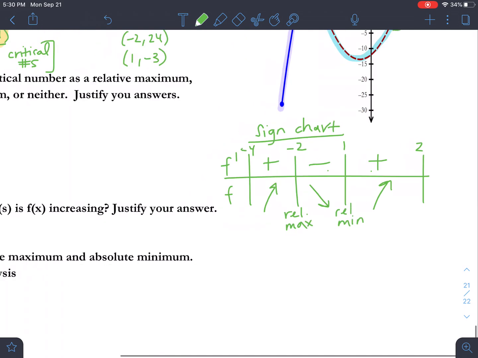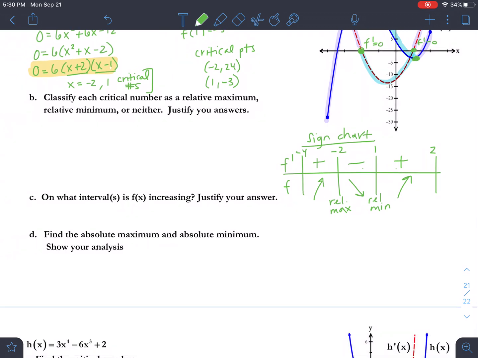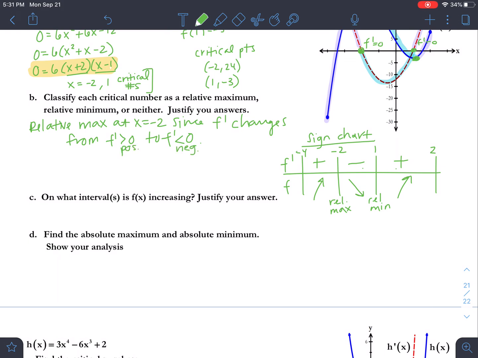We're going to use the same justification we did yesterday, or in the last notes. So let's write those down here. We have a relative max at x equals -2, because f prime changes from f prime positive to f prime negative, f prime greater than 0 to f prime less than 0. On the AP test, you could also say f prime is positive to f prime negative. Don't put plus or minus, but you could write the words positive and negative instead of the inequality.